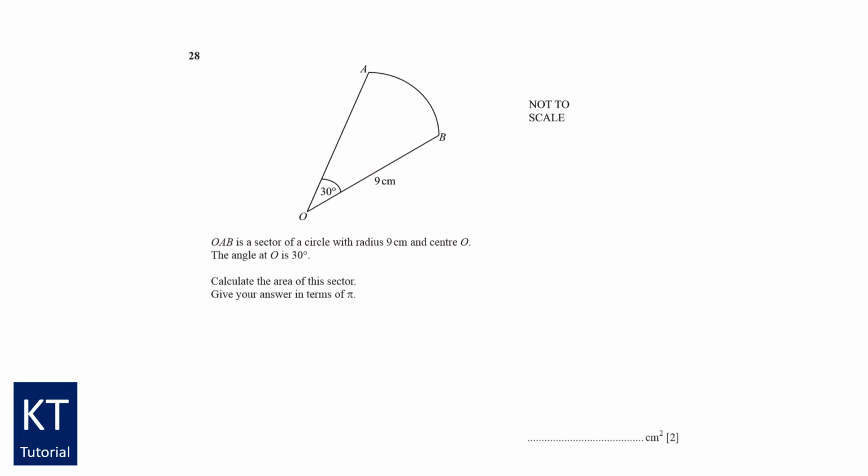Question 28. OAB is a sector of a circle with radius 9 centimeters and center O. The angle at O is 30 degrees. Calculate the area of the sector. Give your answer in terms of pi. The area of the sector is 30 over 360 times the formula of the area of a circle.